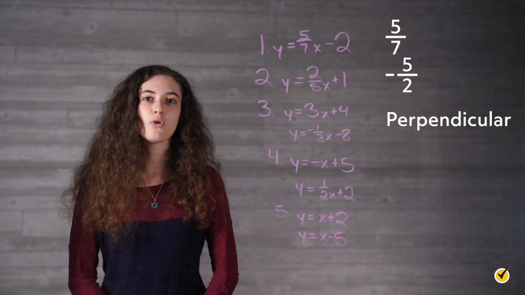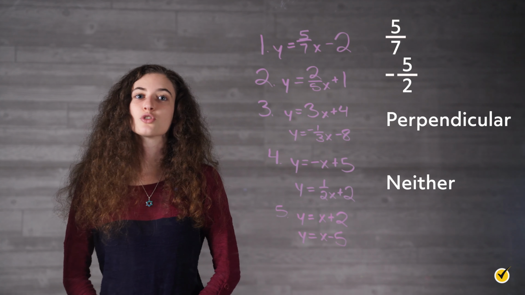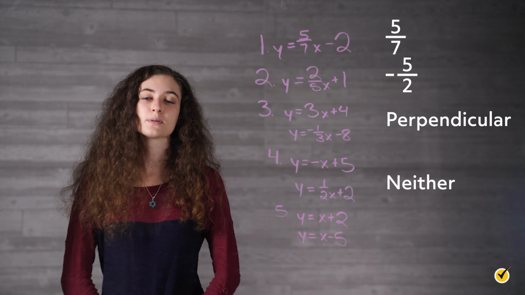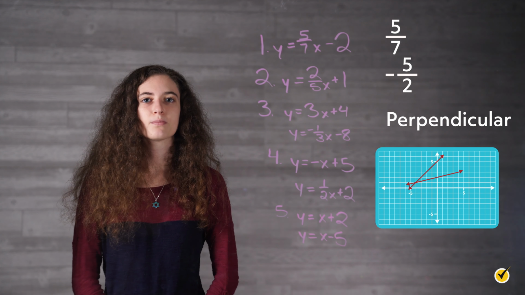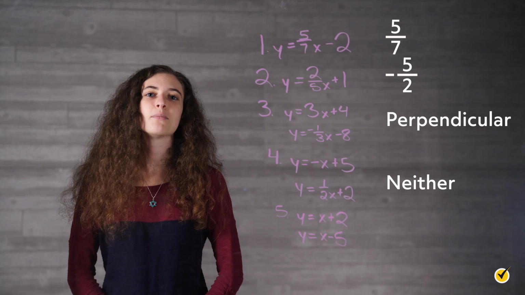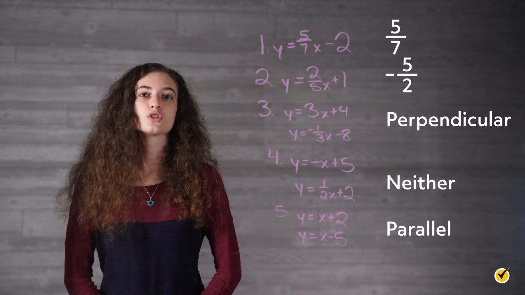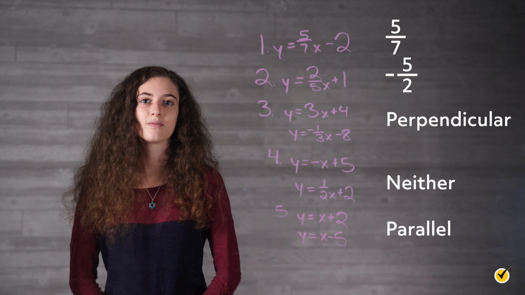The answer to example 4 is neither. Slopes are not the same and slopes are not opposite reciprocals. These lines intersect but not at a right angle. And the answer to example 5 is parallel. Slopes are both equal to 1.